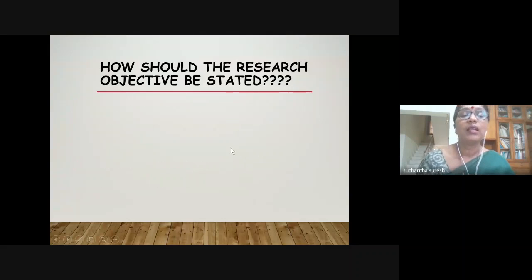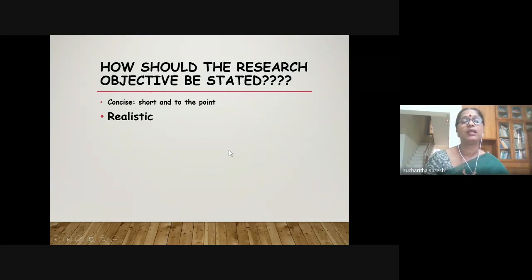How should the research objective be stated? It should be concise. What's the meaning of that? Short and to the point. It should be realistic. What is the meaning of realistic?